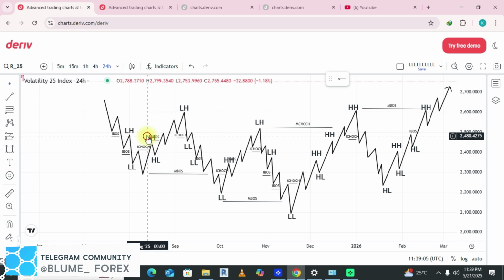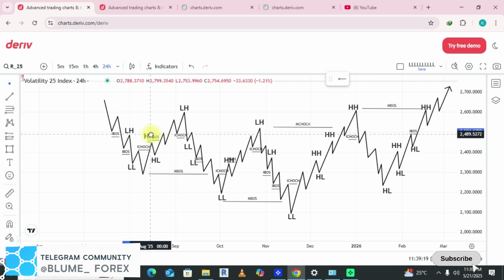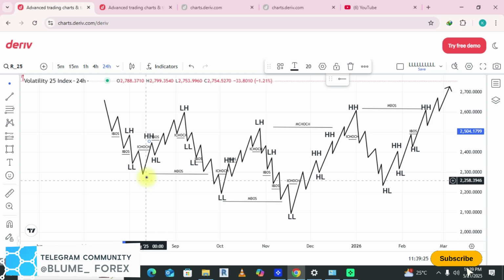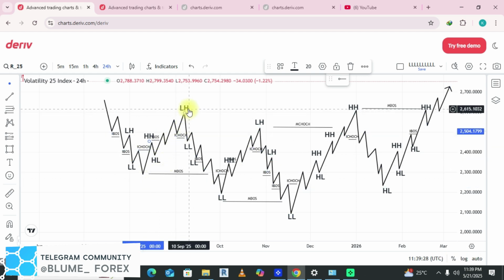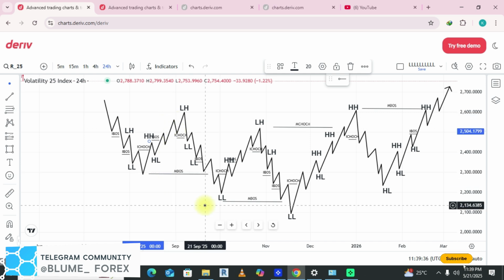So yes, to summarize everything, we have major structure, we have minor structure, we have internal change of character, we have major change of character. And what that means is that you characterize them depending on the structure's size. So if it's a bigger structure, if it's the last low formed before a major upside move or a major downside move, right? That lower low, when it's taken out, becomes a major break of structure if the market keeps on pushing down, right? So yes, understand change of character and break of structure, and it will be easy for you to read the charts.